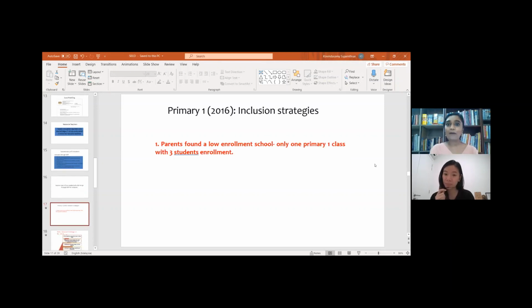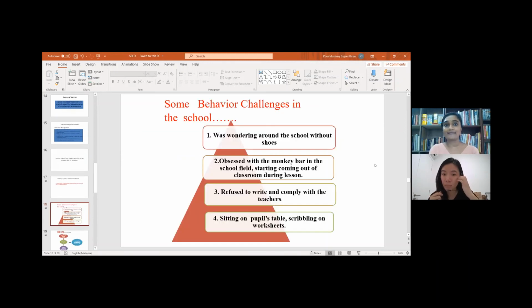Now I would like to talk about inclusion through parents who initiated it by themselves. These parents found a low enrollment school with only one primary class of 3 students. They decided to do inclusion for their child. Of course, the child had a lot of behavior issues.